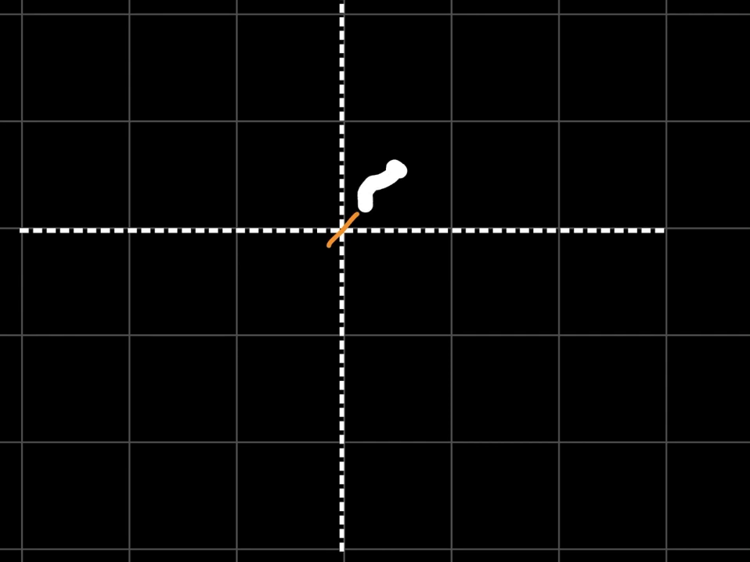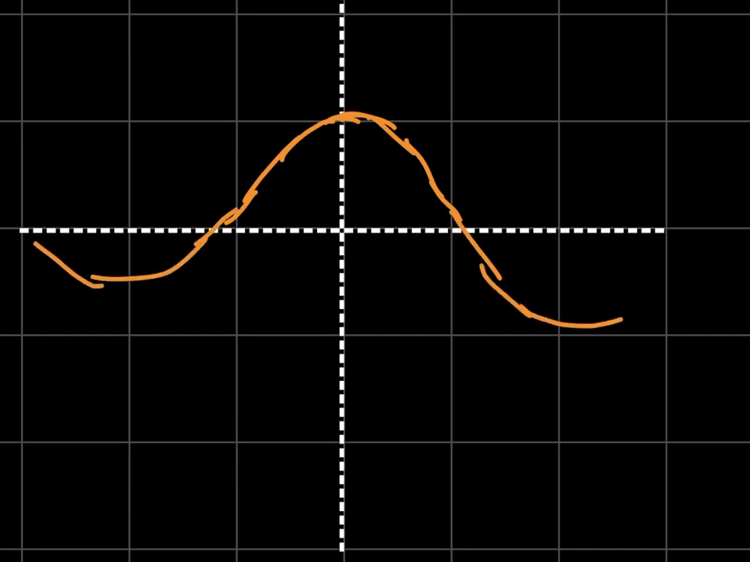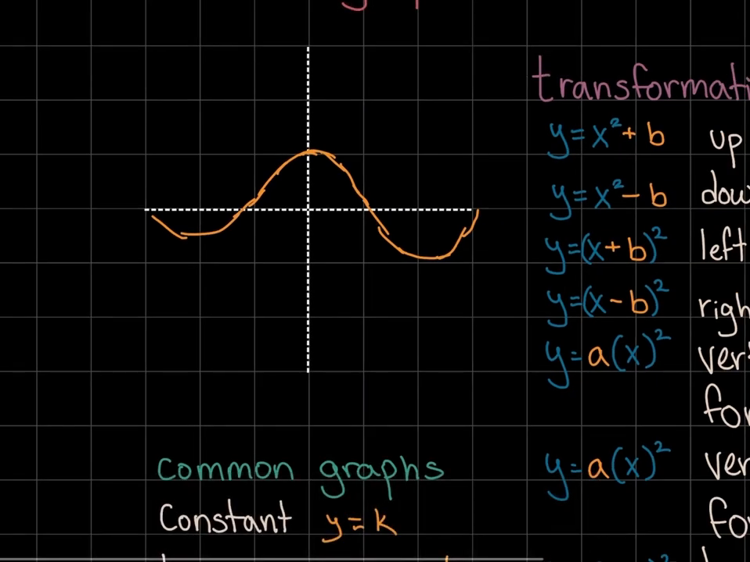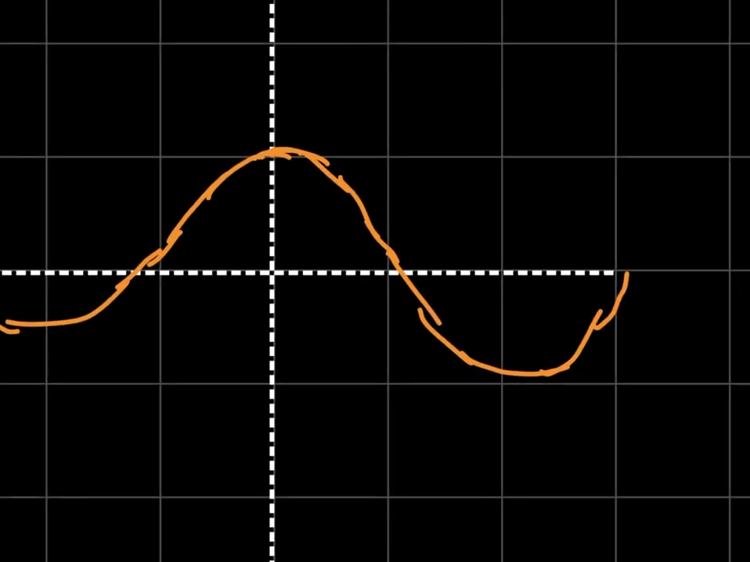Now, a cosine graph is going to pass through not the center, but rather intersect the y-axis, and it's going to have roughly the same shape as a sine graph, just as if it was shifted a little bit.